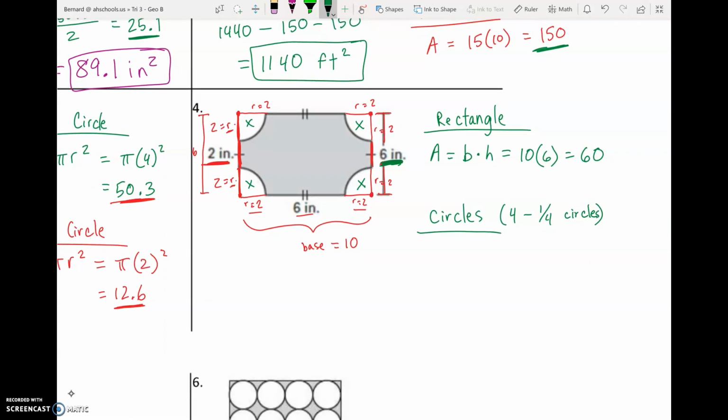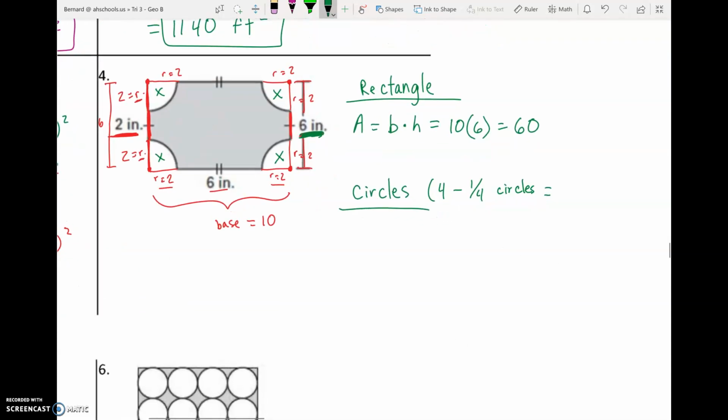If I have 4 quarter circles, that means I have 1 full circle, right? Because 4 quarters equals 1 total thing. And so really all I'm going to do here is find the area of 1 circle. Because when I do the area of 1 full circle, that's going to be what all 4 of these corners are combined. And then we'll just subtract away that 1 full circle.